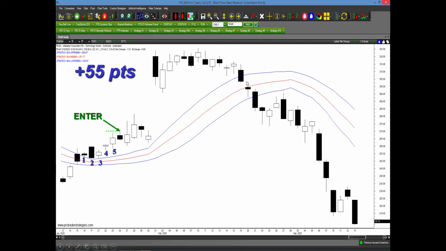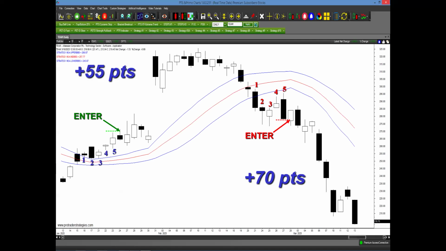Price started going inside the Bollinger Bands, and now they're below: 1, 2, 3, 4, 5 closes below. So now you can go short. There's your exit or shorting place to enter, and you could have potentially captured 70 points.